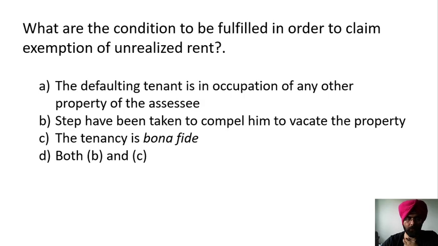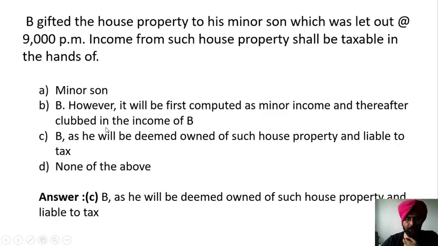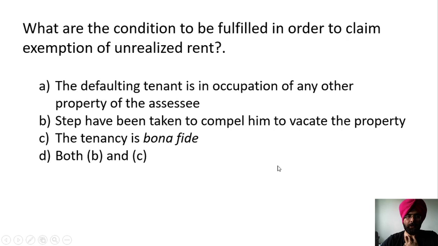So here the correct answer was B. What are the conditions to be fulfilled in order to claim exemption of unrealized rent under the head income from house property? The defaulting tenant is in occupation of any other property of the assessee. Steps have been taken to compel him to vacate the property. The tenancy is bona fide. Both B and C.